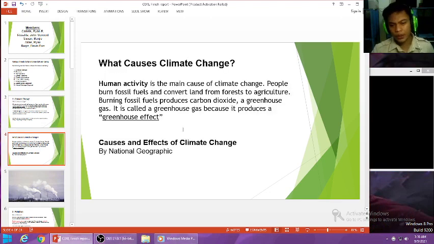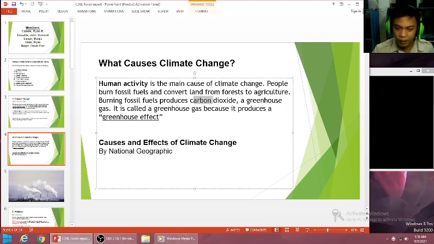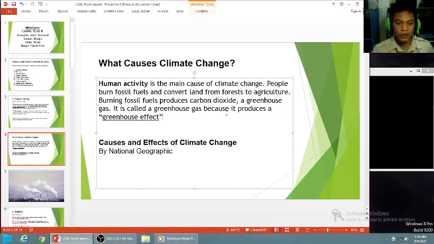Now, what causes climate change? It is human activities. Human activity is the main cause of climate change. People burn fossil fuels and convert lands from forests to agriculture. Burning fossil fuels produces carbon dioxide, a greenhouse gas. It is called a greenhouse gas because it produces the greenhouse effect.